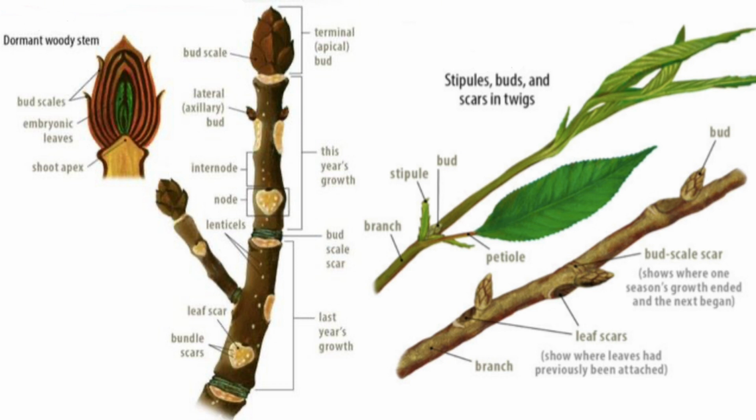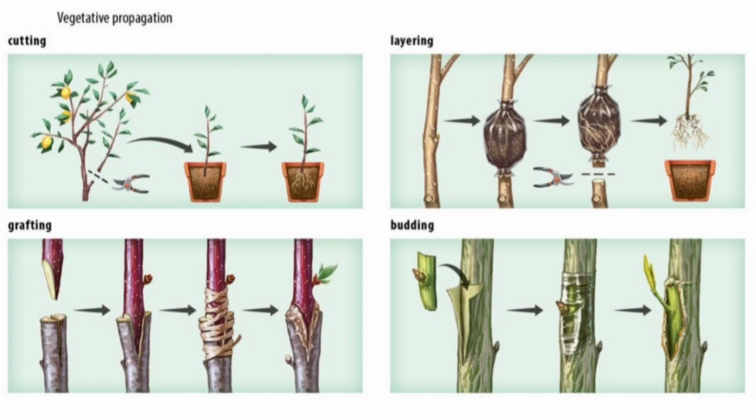Other markings on the bark are lenticels, openings in the bark that allow air to enter the stem, providing a means of respiration. Vegetative reproduction occurs when some part other than the seed grows into a new plant and is one type of asexual reproduction, with no union of sex cells. The process is called vegetative propagation.